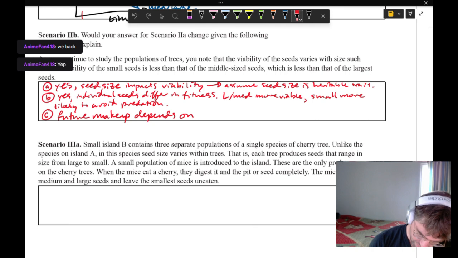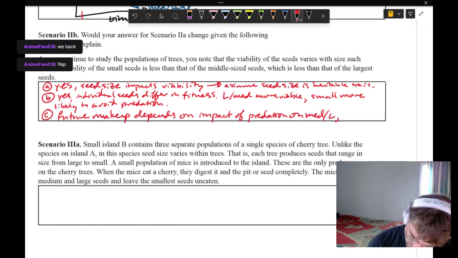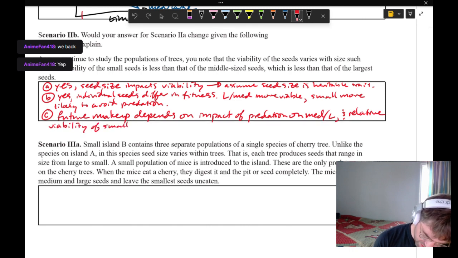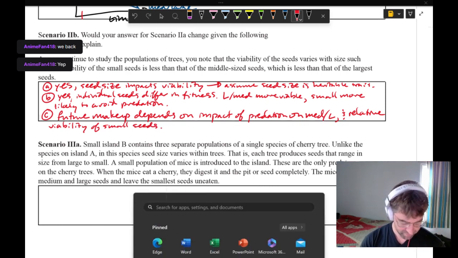Depends on the impact of predation on medium and large, and the relative viability of small seeds. Cool. Remember?